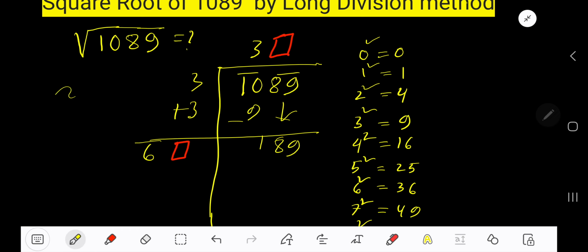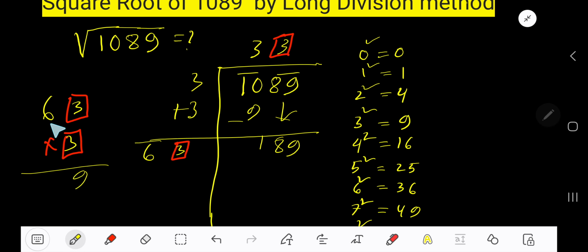Okay, now 6, then here, guess a number and you need to multiply. If you take 3, this 3 must come here. So 3. Now 3 times 63, 9, 18, 189, which is equal to this. So our guessing number 3 is correct. So 3 times 63, 189.